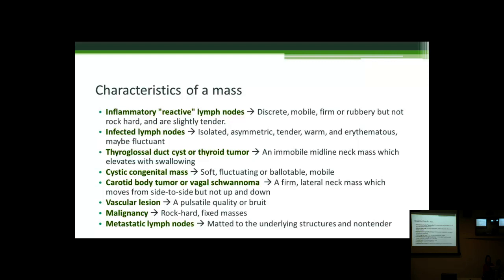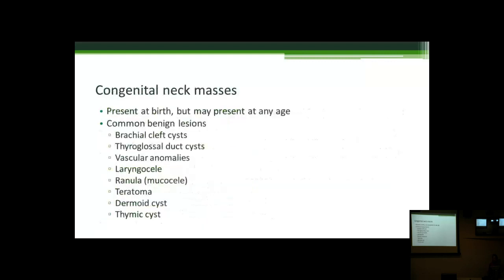Let's see. Vascular lesion. If you feel it, it would be pulsating, correlating with the pulse. Okay, a pulsatile quality or bruit to that. Malignancy would be hard and it would be fixed and attached to the surrounding structures. So different descriptions that might be helpful for you. Congenital neck masses are typically present at birth, but in some conditions they may continue to persist or develop later with age. And the list right here is just a few of the different congenital neck masses.